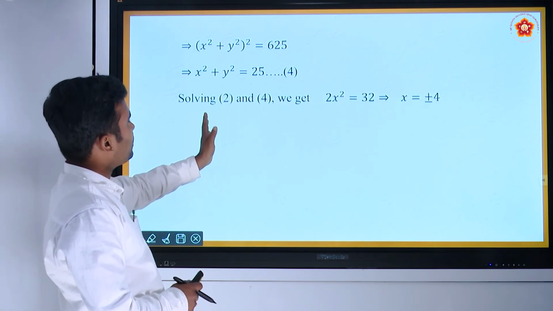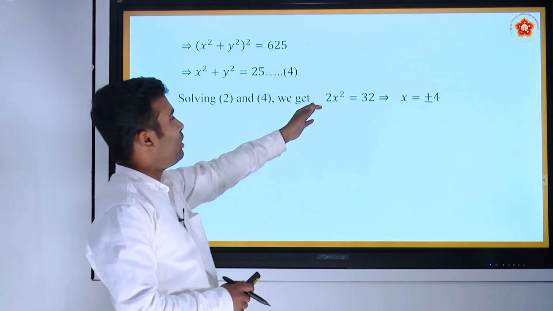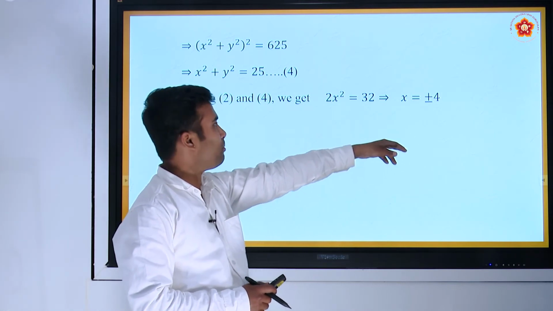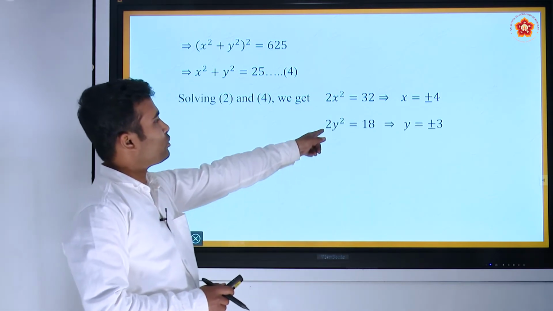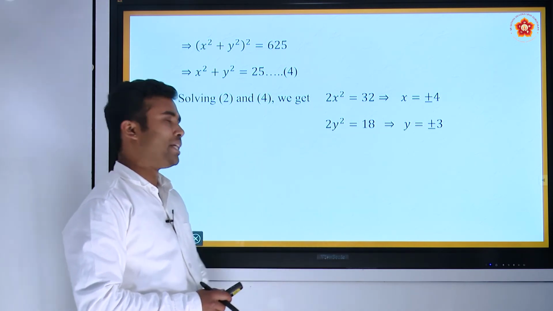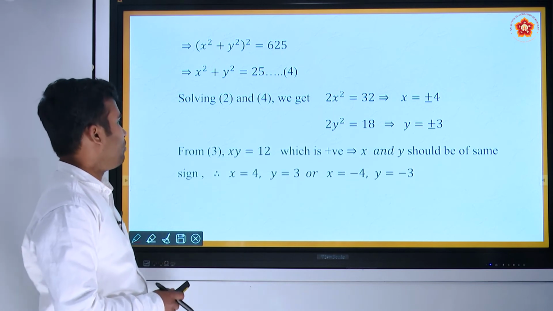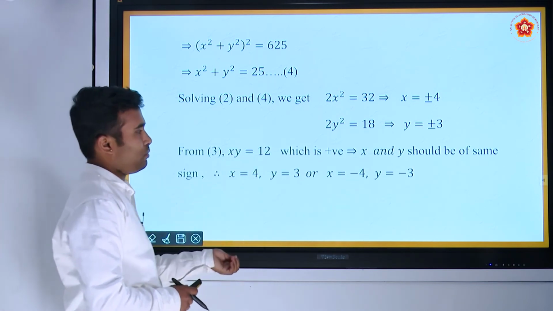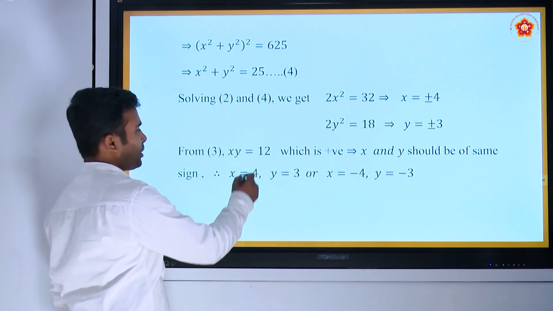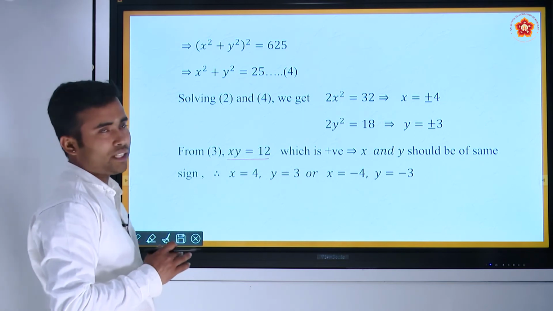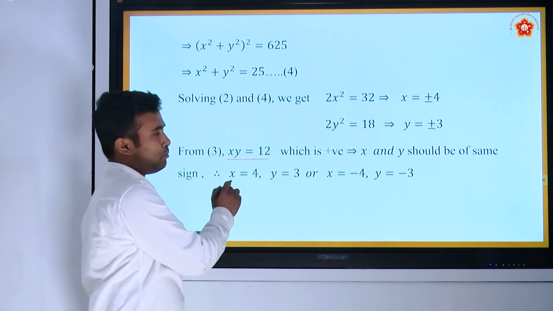And if you solve equations 2 and 4, you will have 2x square is equal to 32 and x will become plus or minus 4. And similarly 2y square is equal to 18 and y will be equal to plus or minus 3. From equation 3, we have written xy is equal to 12, and this is an important observation while finding the square root of a complex number.